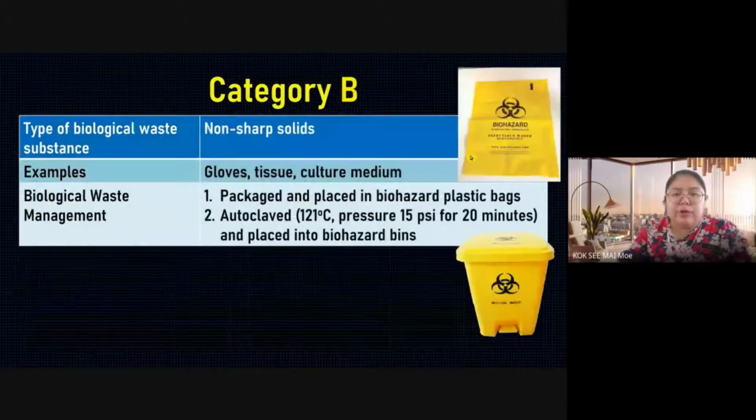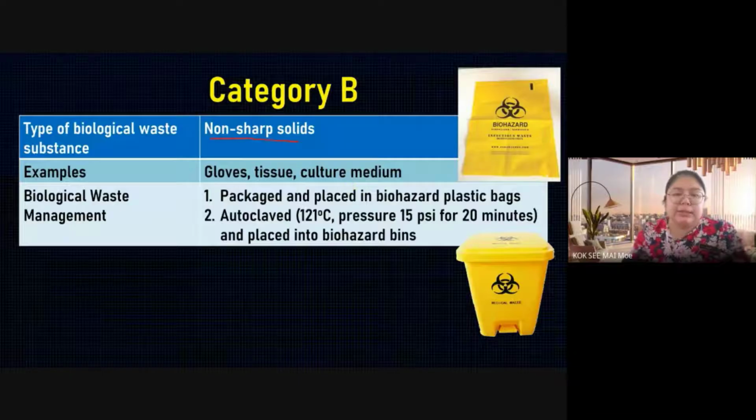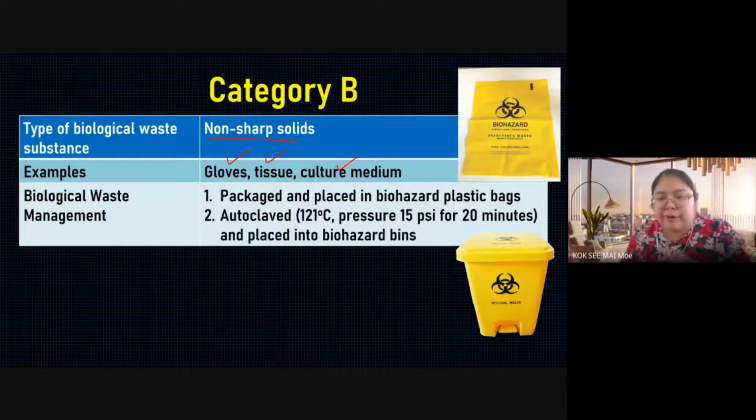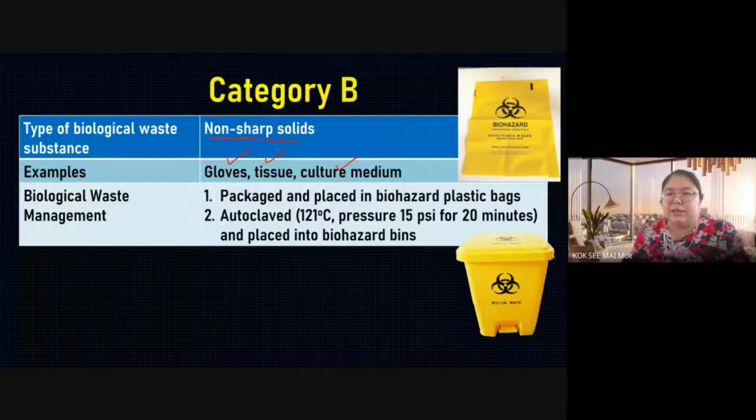Okay, then we go to category B. Category B is non-sharp solid. Okay, no sharp items. This one you usually see is gloves, tissue, culture medium. Another one that everybody uses now is the COVID test kit. The test kit that you buy, they will give you a biohazard plastic like this. So that means we call it non-sharp solid.